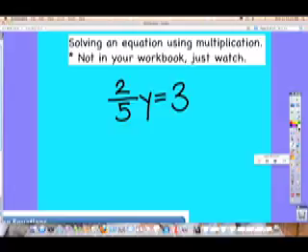Here we go. Guys, right here. Can't we just sneak a times? How do you get rid of a times? You divide. Inverse operation. Thank you, Corbin. Divide by 2/5 on both sides. Grab your calculators. Type it in. 3 divided by 2/5. Raise your hand when you have it.